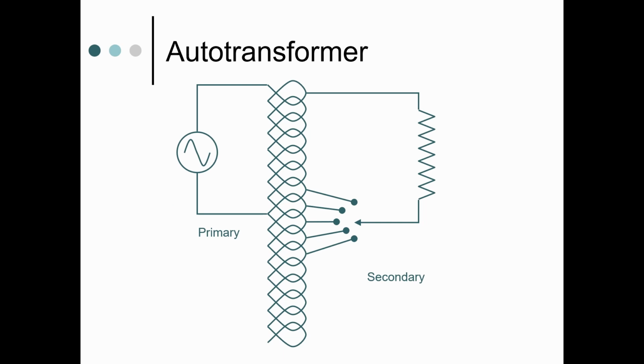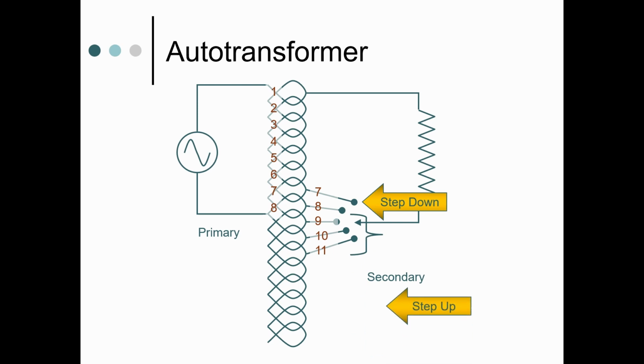There is a transformer that consists of a single coil of wire. It is called an autotransformer. In this example, the primary is connected to coils 1 through 8, and the secondary is connected to coils 1 through 11 via a rotary switch. If the switch is connected to coil 7, the transformer will act as a step-down transformer. On the other hand, if the switch is connected to coils 9, 10, or 11, the autotransformer will act as a step-up transformer.